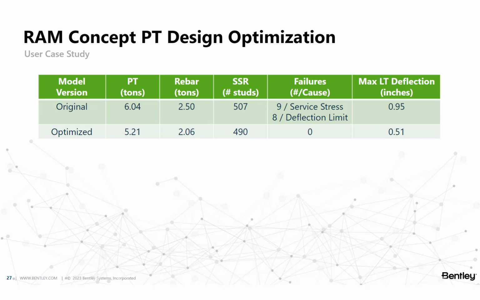So just focusing on the results in the table, you can see that the PT design optimization feature did a much better job at optimizing this particular design. Not only was it able to eliminate the service failures, but it also reduced the deflection by nearly half. And it also accomplished that with less post-tensioning, rebar, and stud rails, which was surprising.